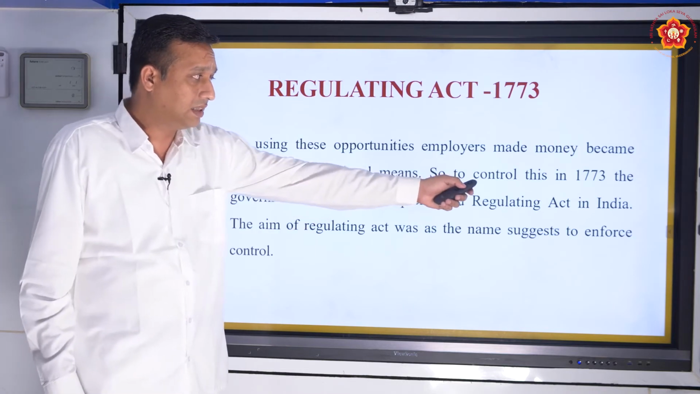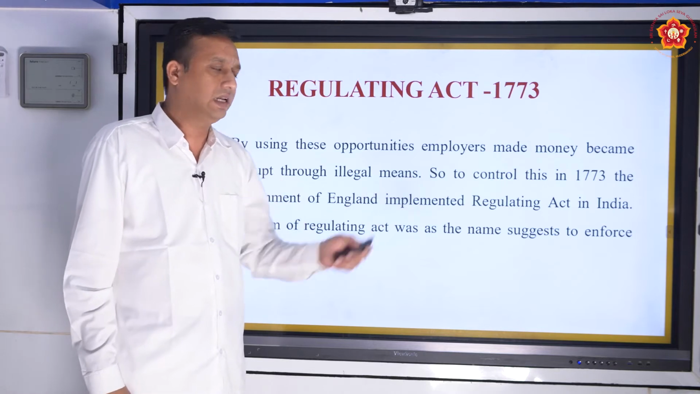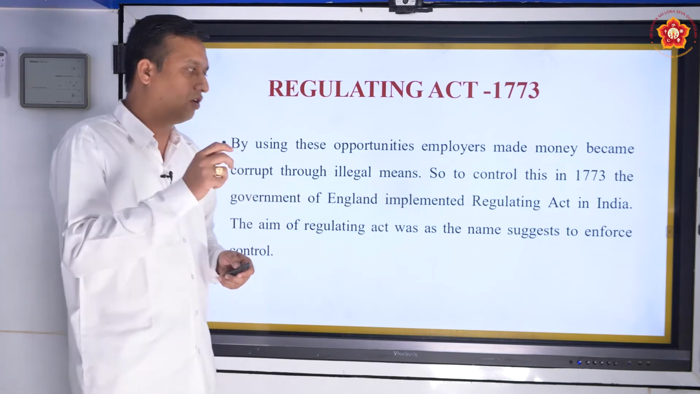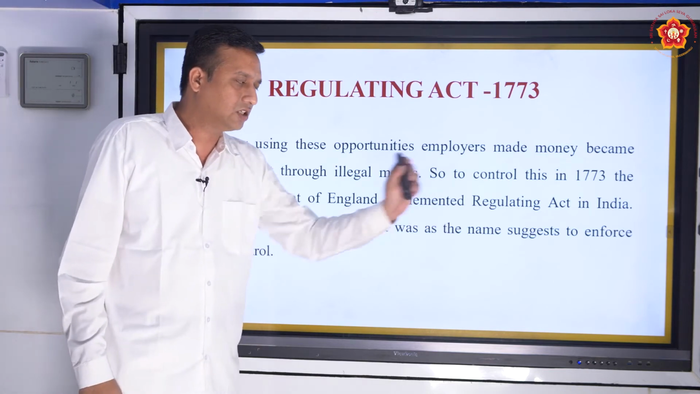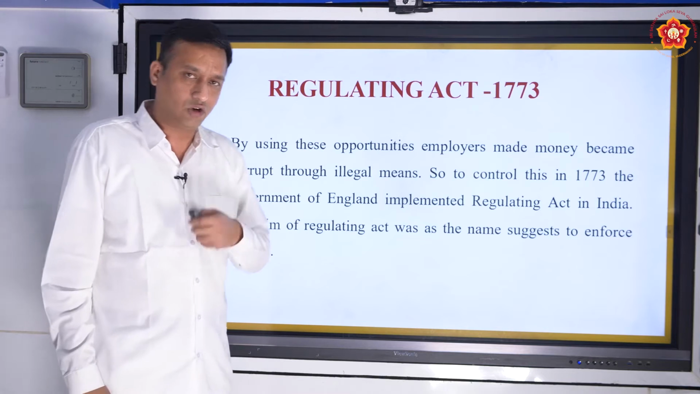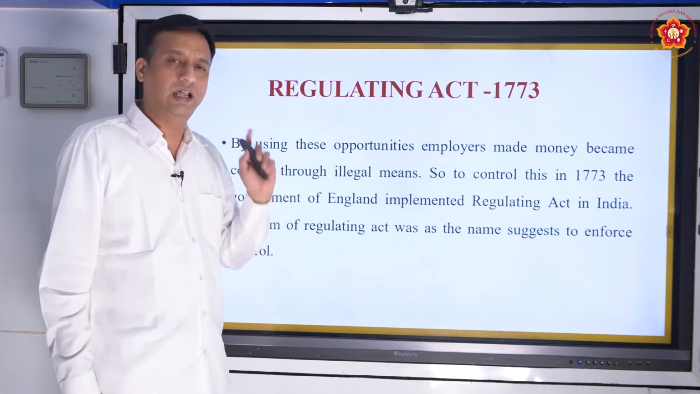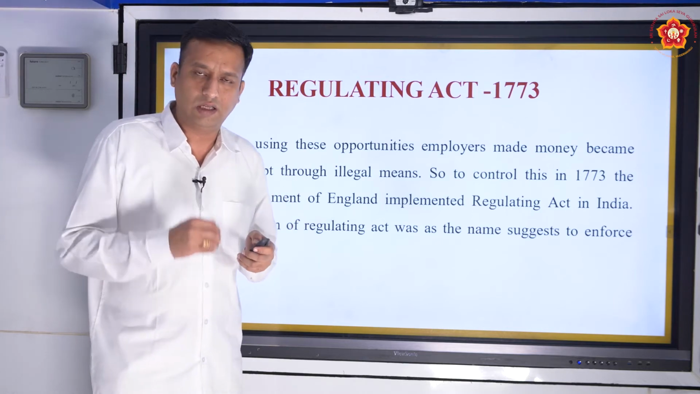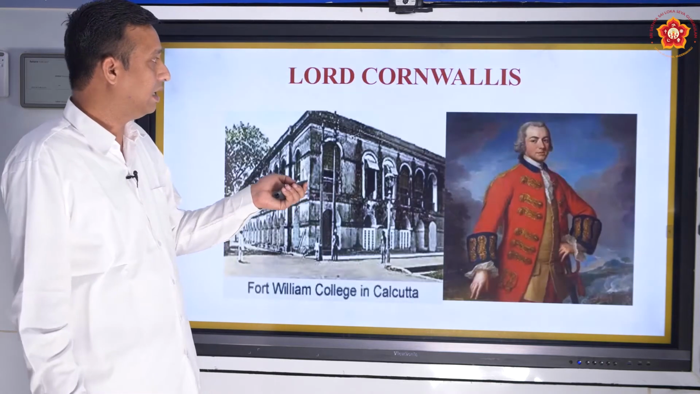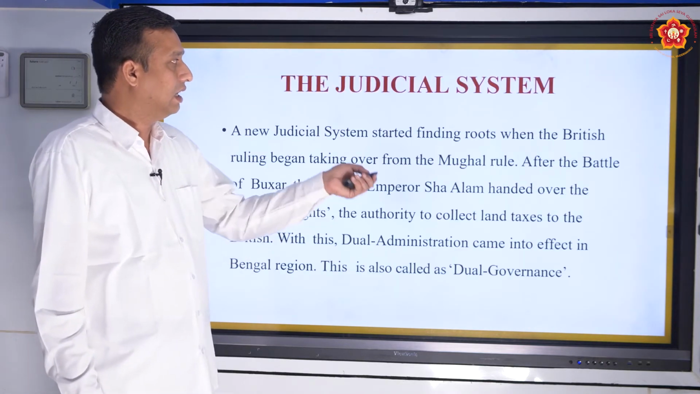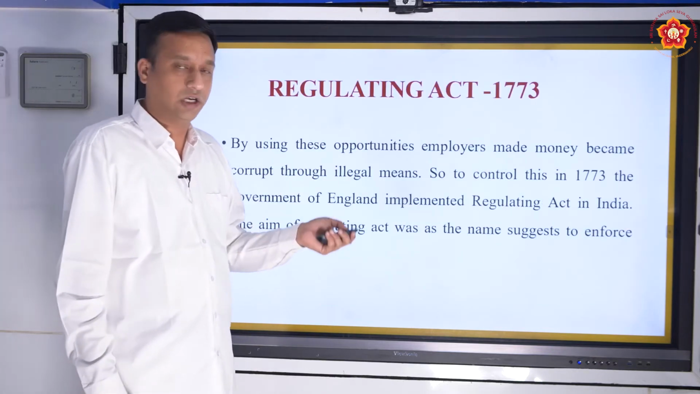To control this, in the year 1773, the government of England implemented the Regulating Act in India. Regulating means control. Regulator, you know, regulator. The aim of the Regulating Act was, as the name suggests, to enforce control. Otherwise, if it goes out of control, the traders will make profit through illegal means, throwing away all the rules and regulations, and it was a loss to the company. So in the year 1773, this system of the Regulating Act was brought into force.